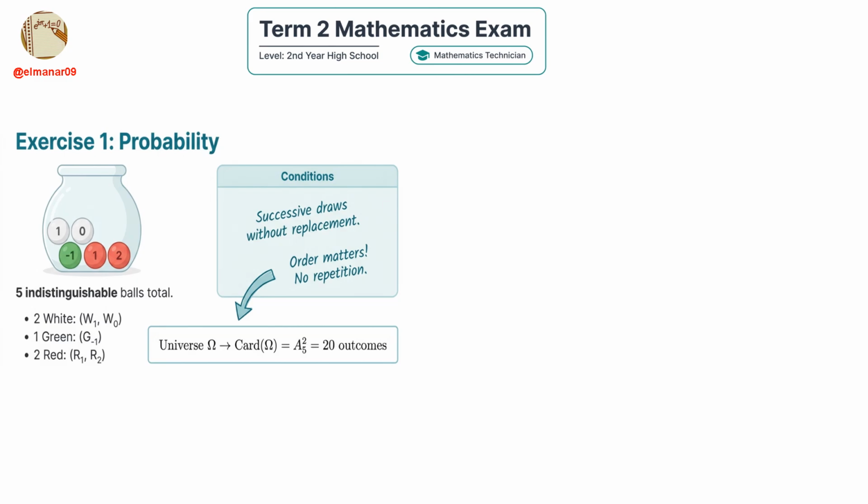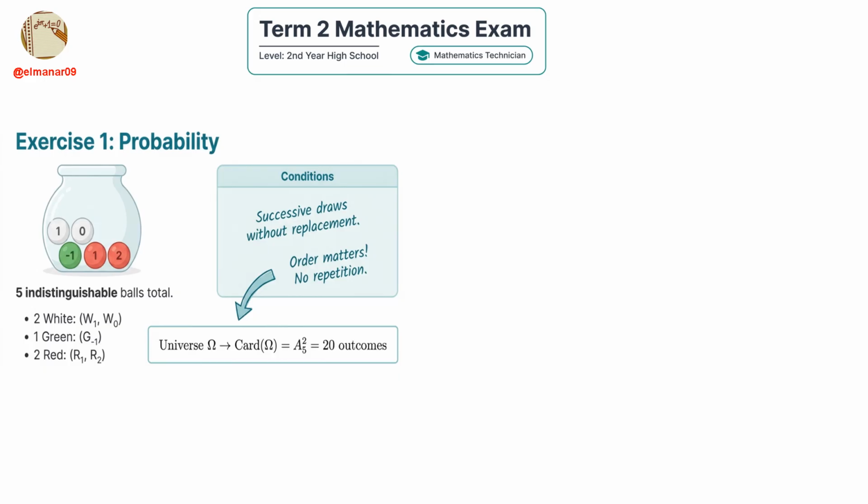First, the context, our sample space. Look at this jar on the left. It's our starting point. We have a total of 5 balls that are indistinguishable by touch. This is crucial because it guarantees equal probability. We have 2 white balls labeled W1 and W0, 1 green ball, G-1, and 2 red balls, R1 and R2.